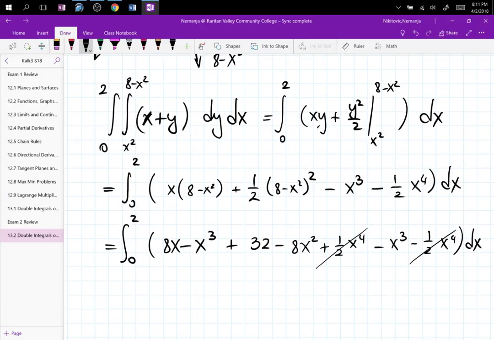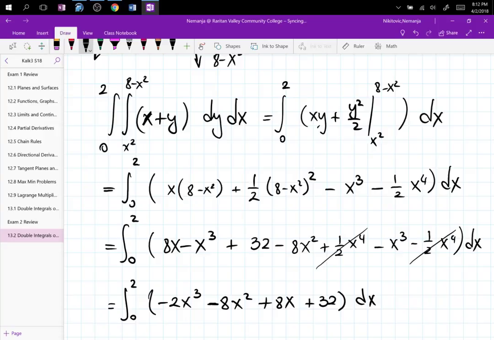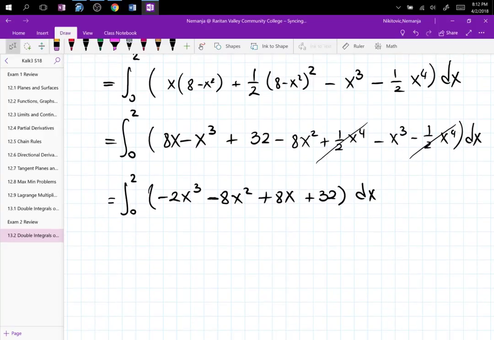Well, these x to the 4ths cancel, at least that much. How about my cubes? Negative 2x cubed. Where are my squares? Minus 8x squared, single x's, plus 8x, and then constants plus 32 dx. Integrate, and we're done.